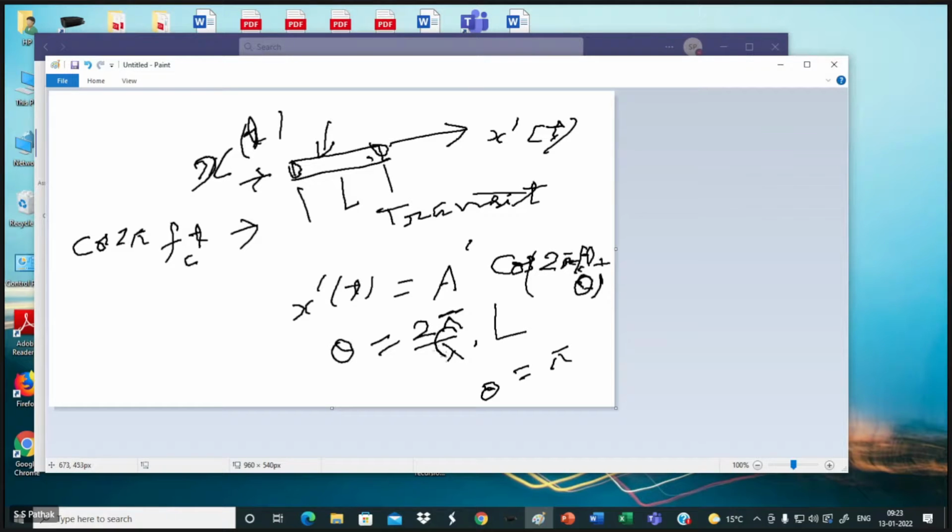So accordingly, if you are increasing your design frequency, then this path length L also has to be decreased. If this is decreasing, then this also has to be decreased, so that the signal comes from here to here. It will not be pi, it will be some smaller phase shift. It will not revert back. So that will be your transit time effect.